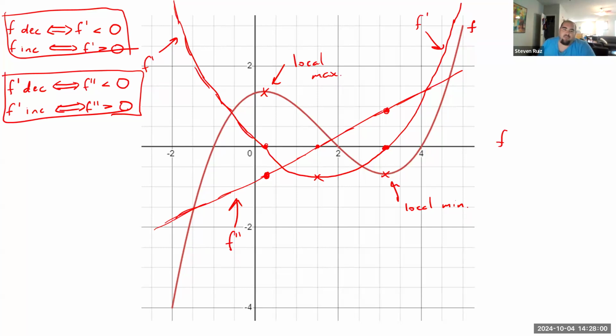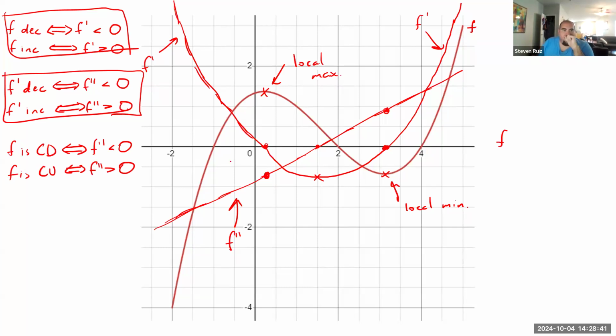So let's look at f double prime, which is this straight line that goes from bottom left to top right. Where it crosses zero, you have an inflection point. So we should talk about inflection points first. An inflection point is where your function goes from concave up to concave down, or vice versa. Equivalently, let's do another equivalency here. f is concave down. That's equivalent to f double prime being less than 0. f is concave up. That's equivalent to f double prime being positive.